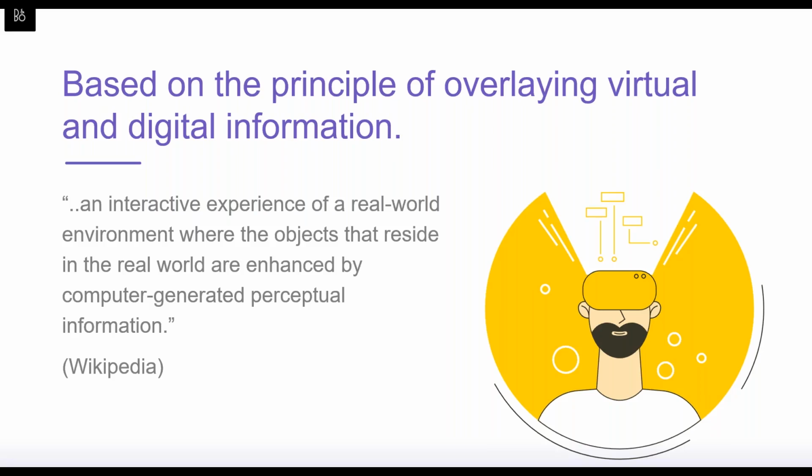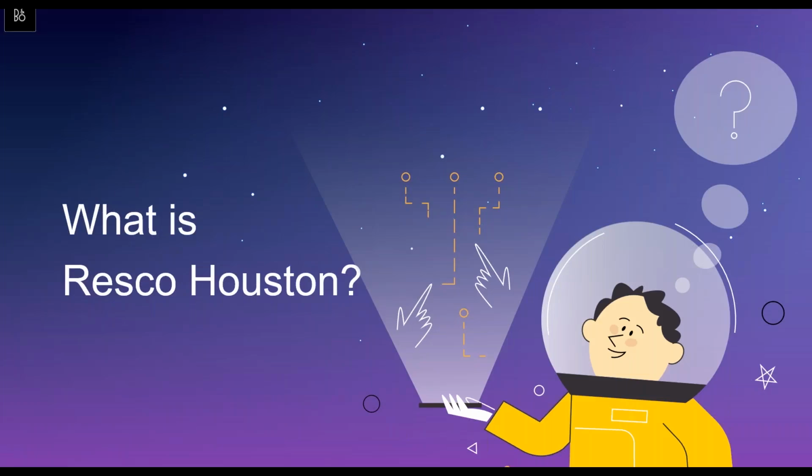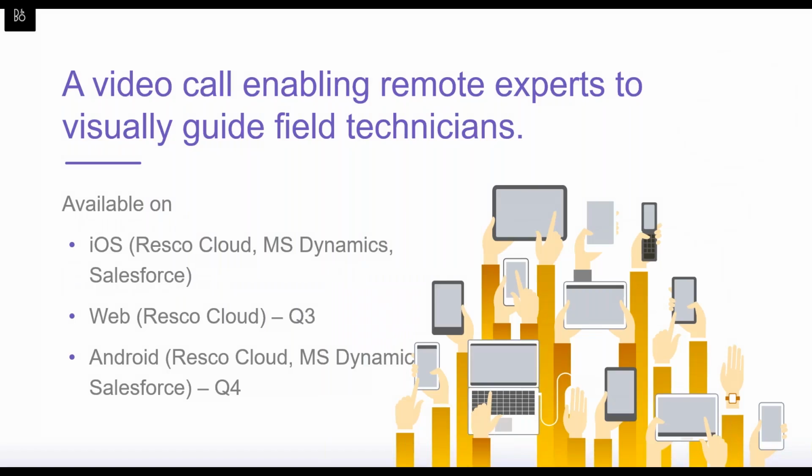It's perceptual information. And this is where AI remote assistance, or in our case Resco Houston, comes in, because it enables the remote expert to draw AR visual annotations that help the person on site in need to very quickly and easily fix the problem. It's currently available on iOS for Resco Cloud, MS Dynamics, and Salesforce, and it's also available on web with the Q3 release on Resco Cloud.